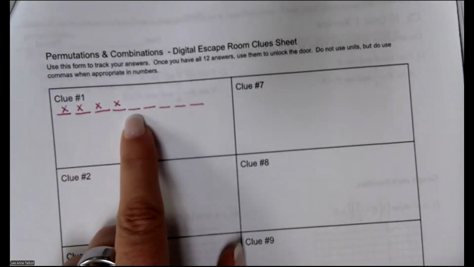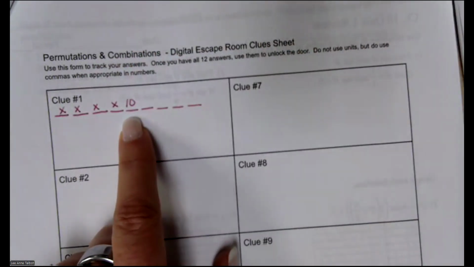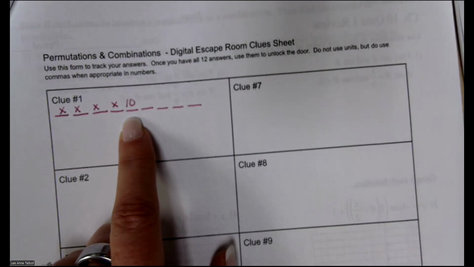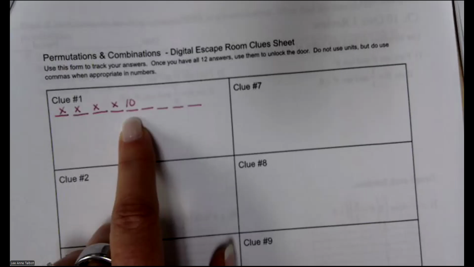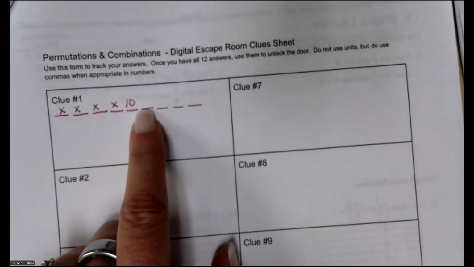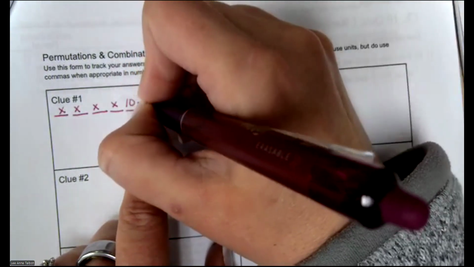How many options of numbers do I have for the first digit? 10. 0 through 9. That's 10 numbers. It says, how many account numbers can they create, assuming repeated digits are allowed? So, how many do I have available for the next one? 10, because it said repeats are allowed. Yep.